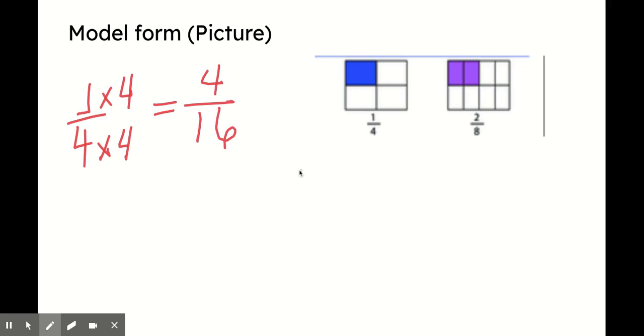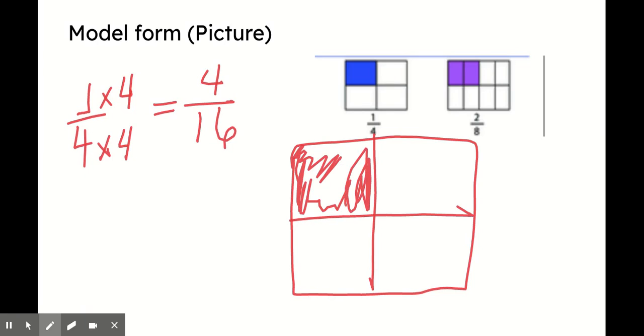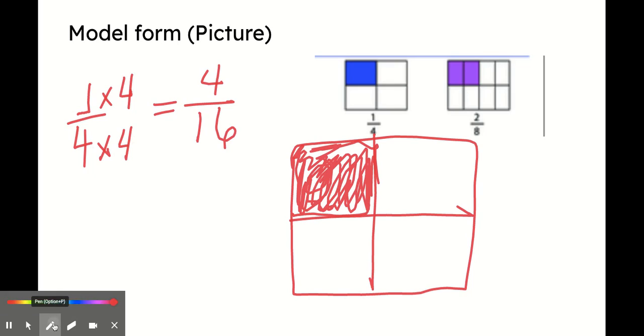Okay, let's draw this in the picture. I have my box here. I'm going to break it up into fourths. I'm going to color in 1 for 1/4. And how many pieces am I going to break each little slice into? 4, because I decided to multiply by 4. So I'm going to change the color really quick to a dark blue so you can see the difference. So each section here now has 4 pieces in it.